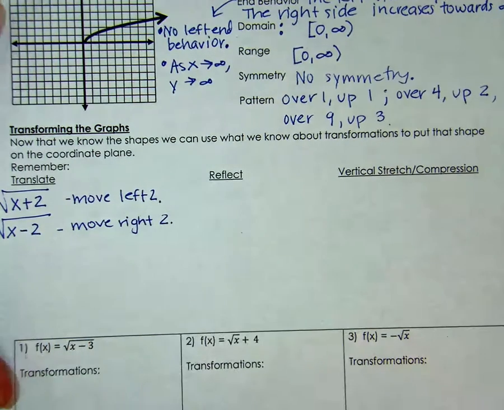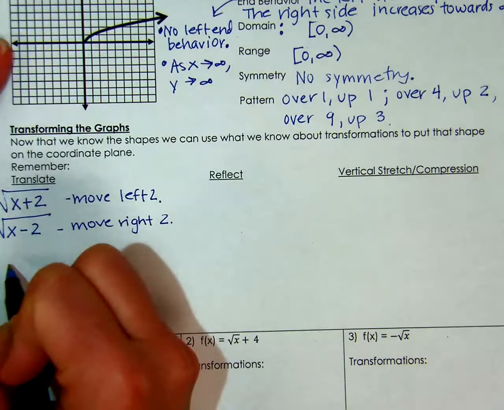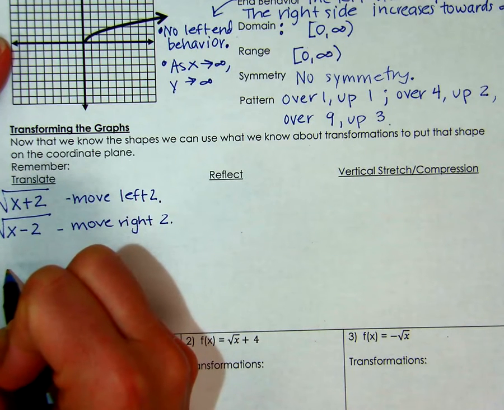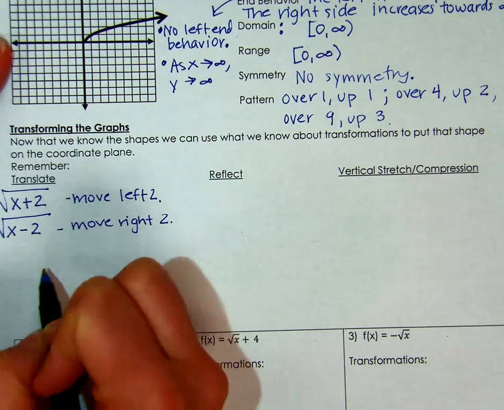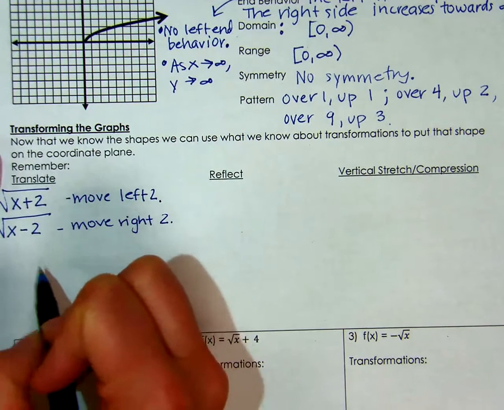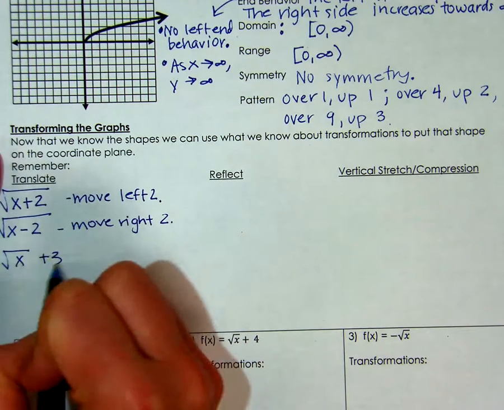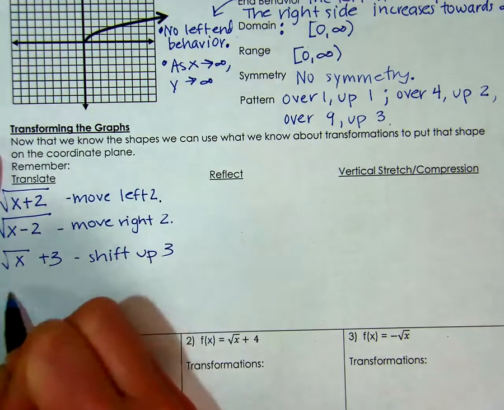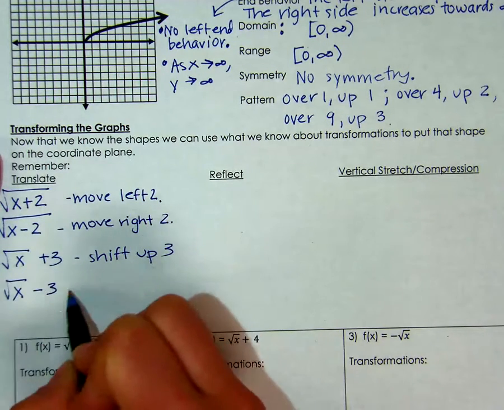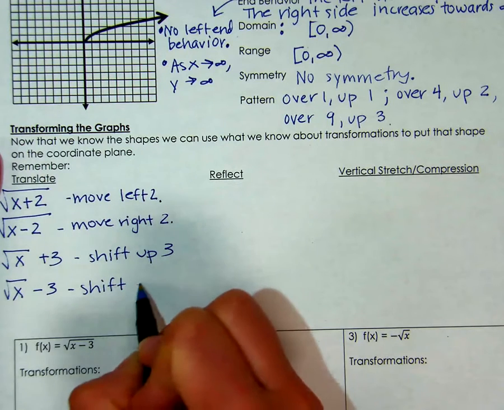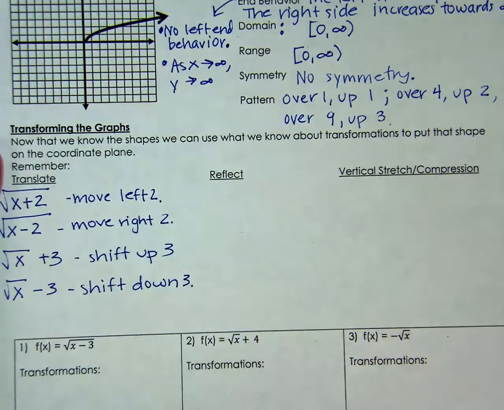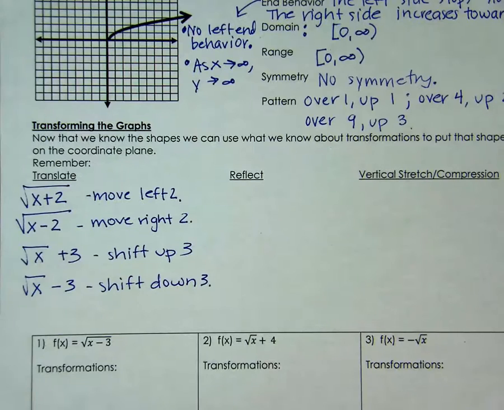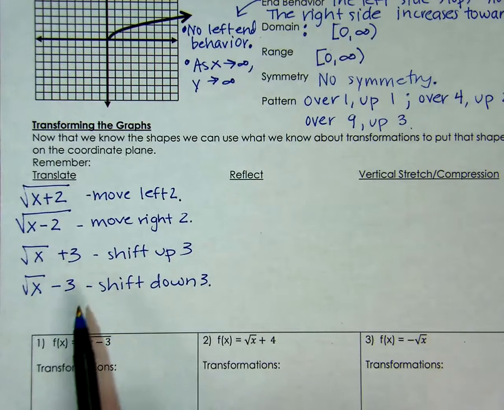Just like before, if we had a plus or a minus, a constant outside the parentheses with x, that was going to be our up and down shifts. The square root of x plus 3 means we're going to shift up 3 versus the square root of x minus 3, shift down 3. Be very careful, especially if you are a messy writer, that you make sure that you can see where those radical signs are. Is it going over the 3 or not? Because that does change which direction that we are shifting.